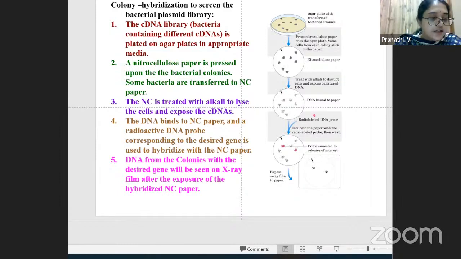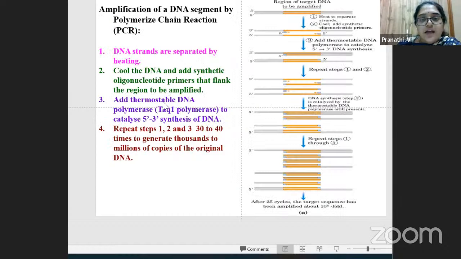Then you can have cell-free DNA cloning, that is the in vitro PCR reaction. So DNA sequence amplification takes place by PCR. It was discovered by Kary Mullis and then further developed by other scientists. It is the most reliable tool being used in the molecular biology field right now. So in the PCR reaction, there is amplification of the DNA segments.